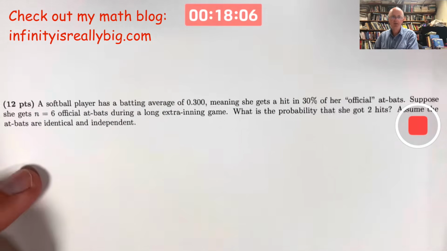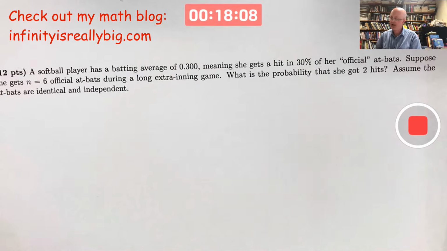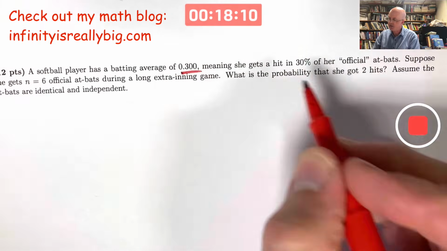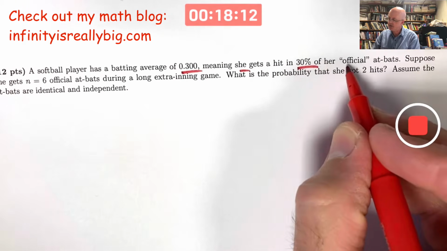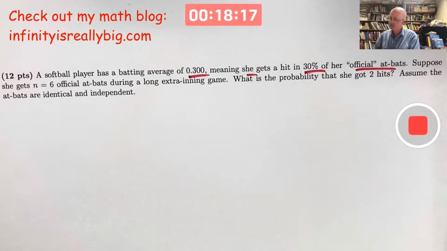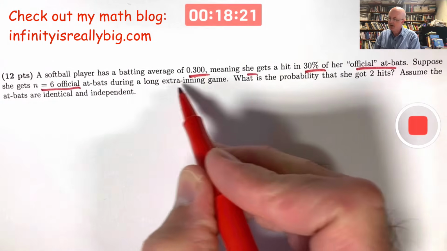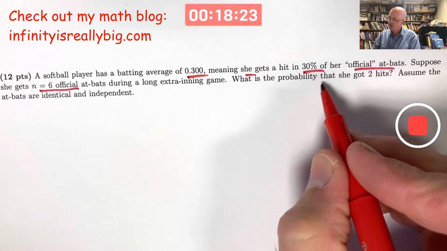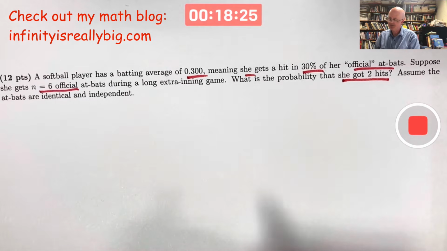Number 4, a softball player has a batting average of 300 is what you say here, which means she gets a hit in 30% of her official at-bats. So by official, you're ignoring getting a walk, that kind of thing. Suppose she gets 6 official at-bats during a long extra inning game. What is the probability that she got 2 hits? Assume the at-bats are identical and independent.